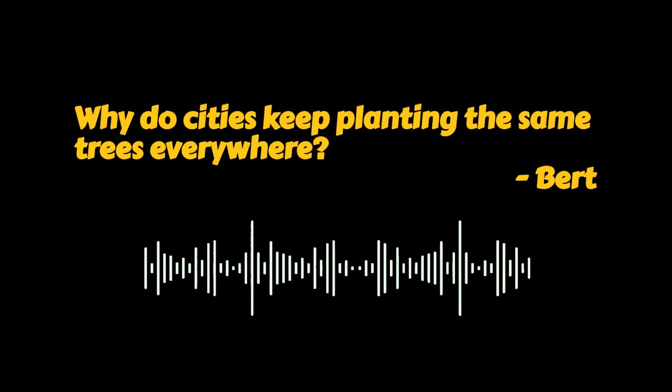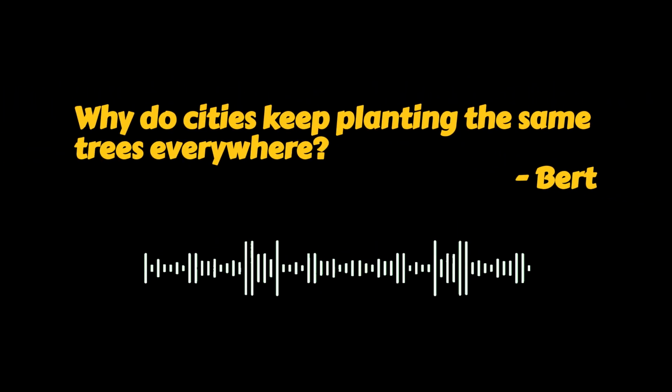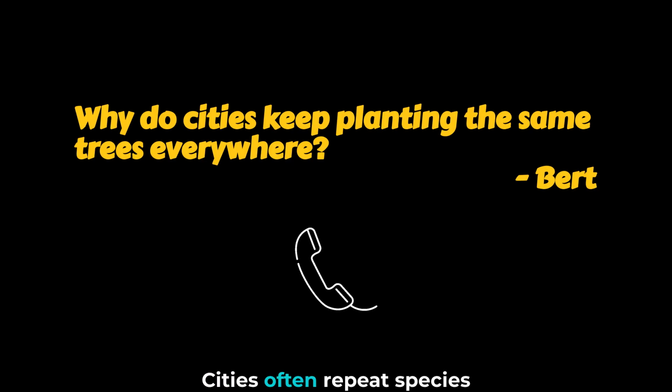Howdy. Why do cities keep planting the same trees everywhere? Cities often repeat species because of proven performance, nursery availability, maintenance familiarity, and historical success in similar planting conditions. That's why you'll often see patterns in city plantings, because once a species consistently performs well under certain conditions, it becomes a dependable choice for similar sites.